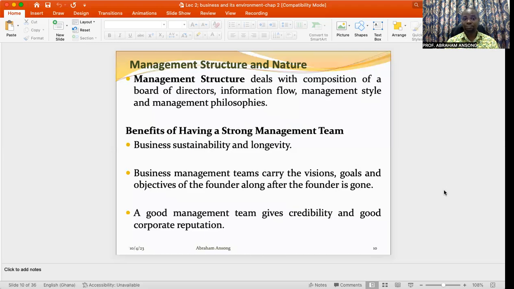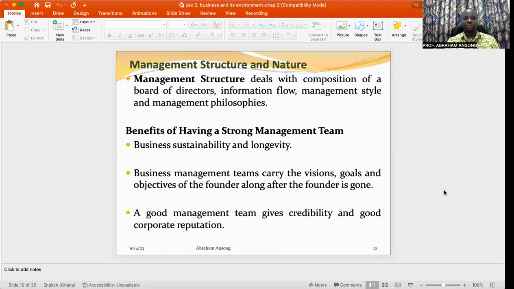Okay, so business sustainability and longevity rely heavily on the quality of the management team of an organization. Business management teams carry the visions, goals, and objectives of the founder along after the founder is gone. That is very, very important. Most businesses normally start with a founder, one person that starts a business. But along the line, it is very important to have a management team to support this founder, the person that came with the idea of the business.